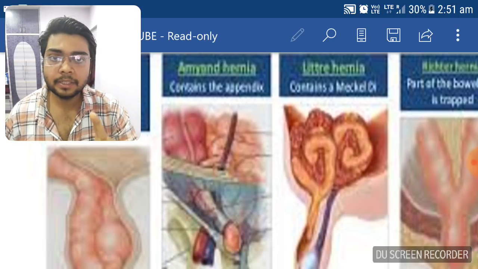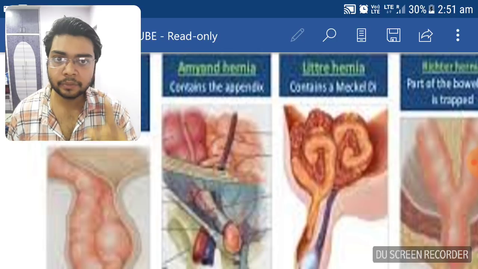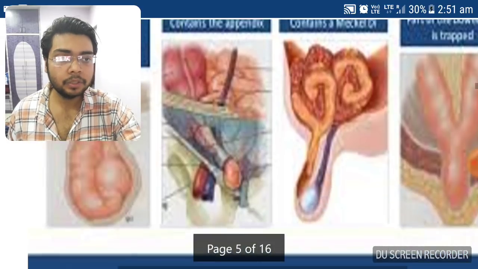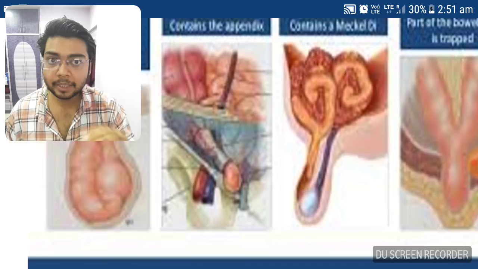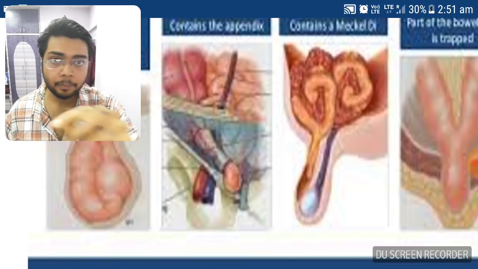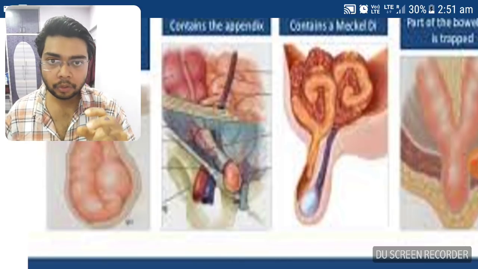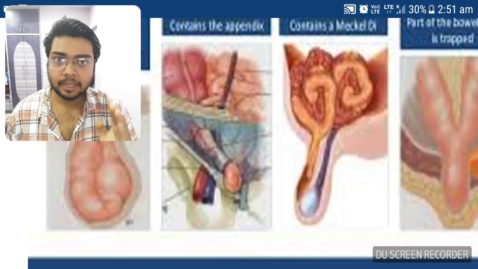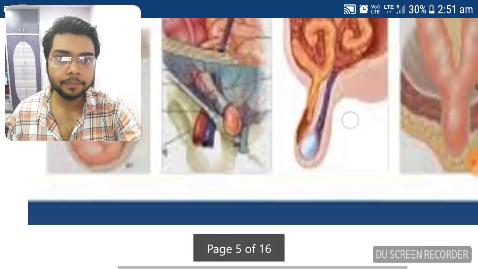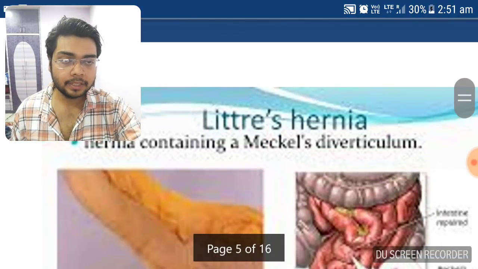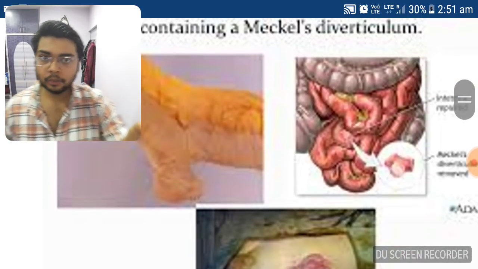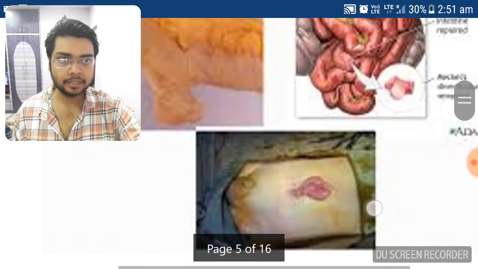Littre's hernia, what happens here? Meckel's diverticulum goes, instead of the appendix, into the hernial sac. And the other is Richter's hernia, where only a part of the bowel, the anti-mesenteric border of the bowel, goes into the hernia sac, not the whole of the bowel. So the chances of strangulation are less, but yes, gangrene can occur. Now this is the Littre's hernia. Here you can understand it more properly. The Meckel's diverticulum is going into the hernia sac.